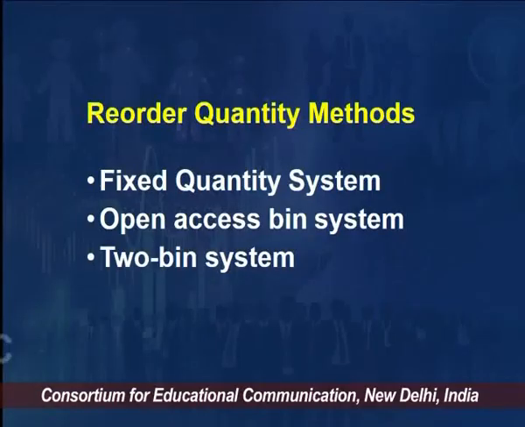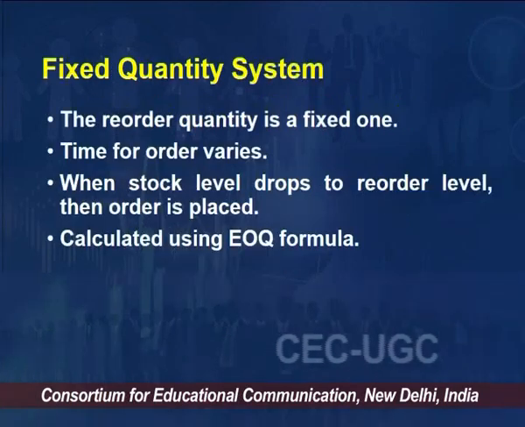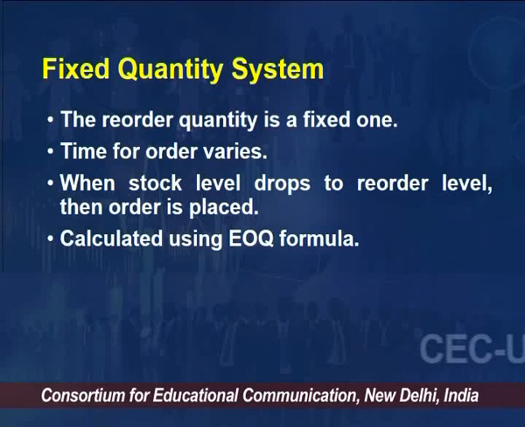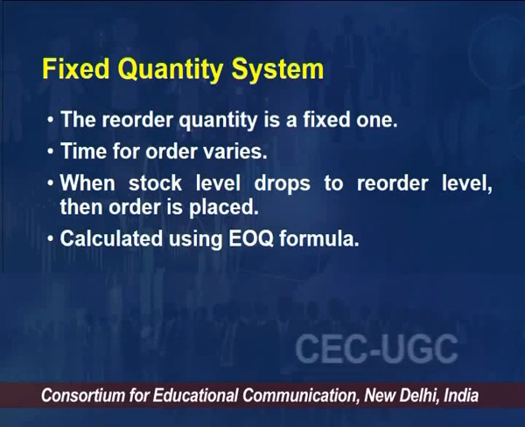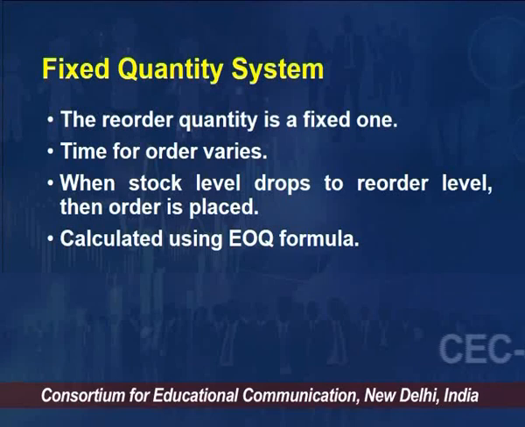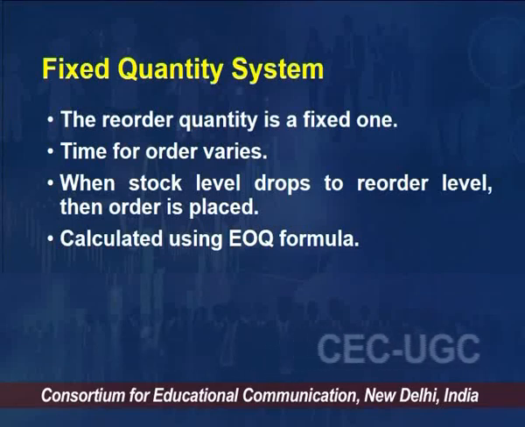Some of the methods employed in the calculation of reorder quantity are there. There is a fixed quantity system, then there is an open access bin system, then there is a two bin system. What is a fixed quantity system in reorder? In fixed quantity system, we say that the reorder quantity is a fixed one. Every time when we reorder, it's a fixed quantity. The time for order may vary. So in the basic EOQ model which we studied in our last session, we were studying the fixed quantity system.